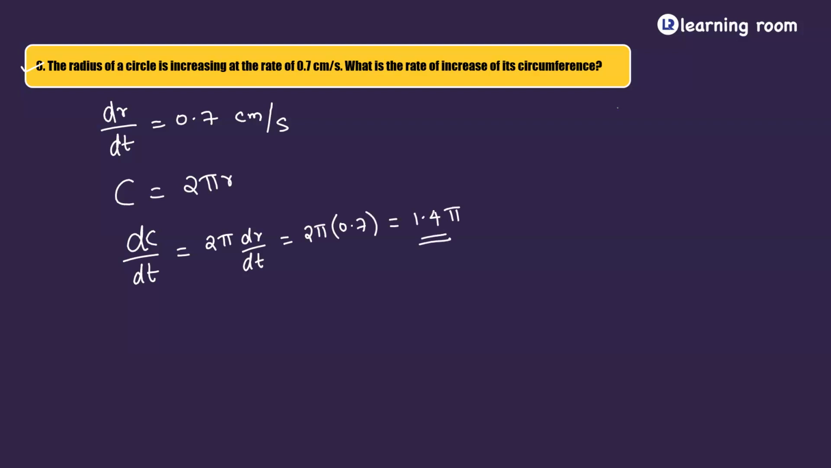So pi you can write as 22 by 7. So that is 1.4 into 22 by 7. How much is it going to be? 0.2 into 22, the answer will be 4.4 centimeter per second because it is circumference per time. Is that point clear? It will be 4.4 centimeter per second.